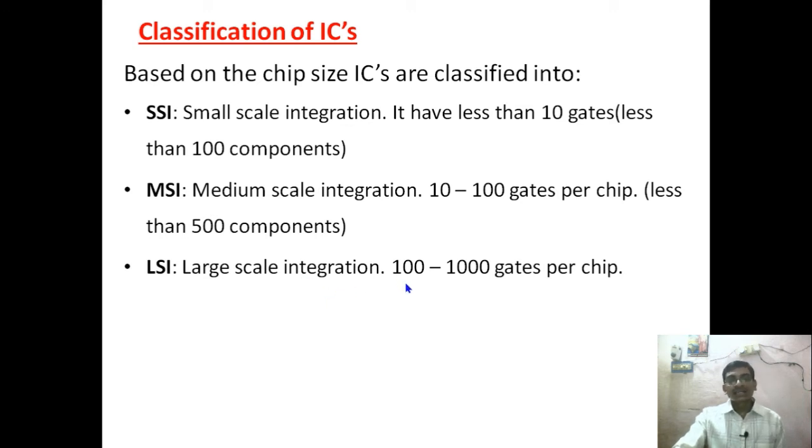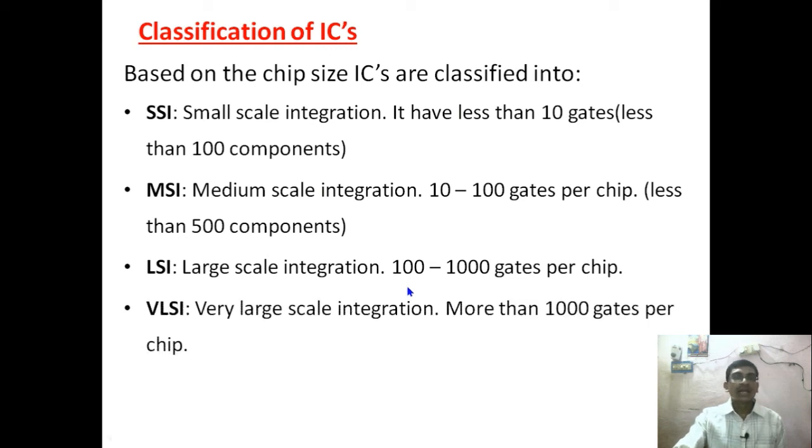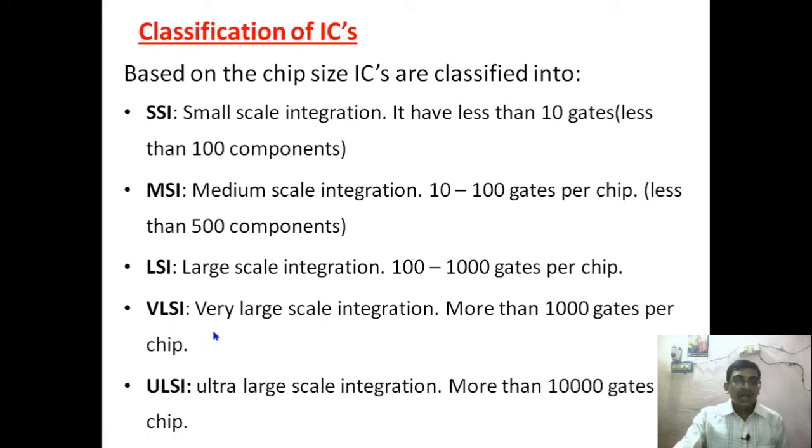So in this technology, 100 to 1000 gates per chip can be built. And VLSI, very large scale integration, has more than 1000 gates per chip. And ultra large scale integration, ULSI, has more than 10,000 gates per chip. So these are all based on the chip size and how many components are inside the ICs.